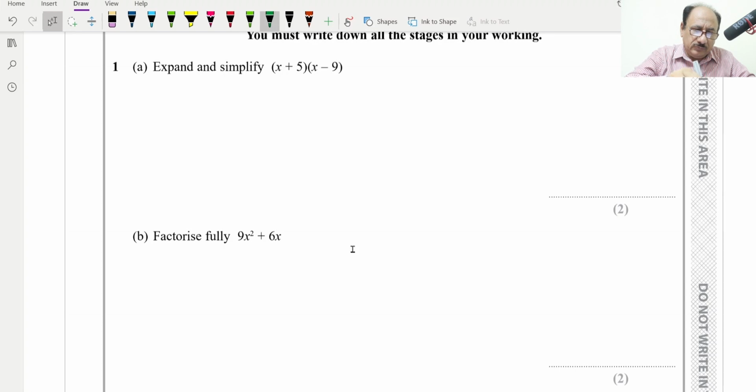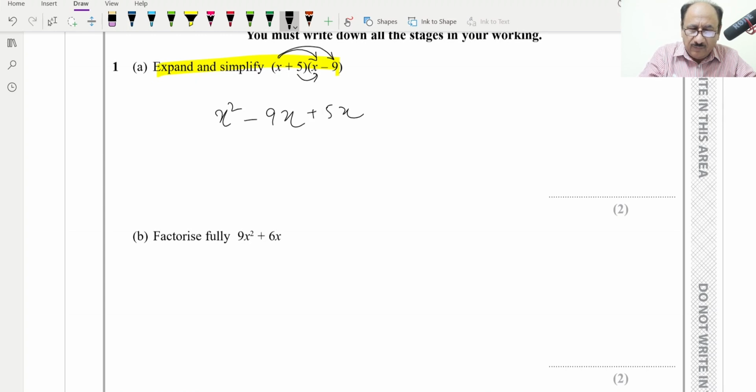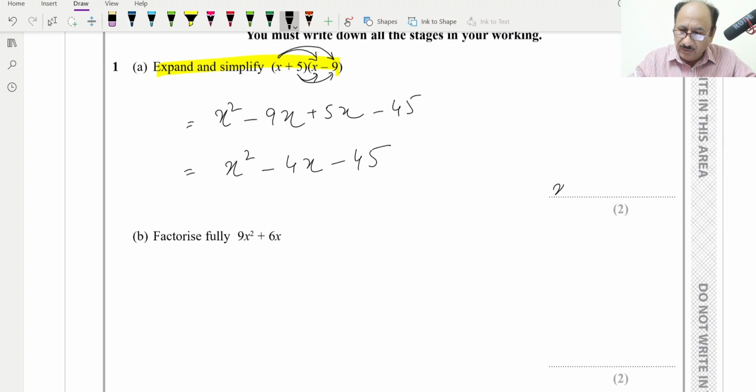We have to expand and simplify this expression. For this one we will be multiplying x with x, which will be x squared, then x with minus 9 will be minus 9x, 5 with x will be plus 5x, and then 5 with minus 9 will be minus 45. Further we have to just add the like terms, so minus 9x plus 5x will be minus 4x, and minus 45. This will be our final answer, which we can copy over here.